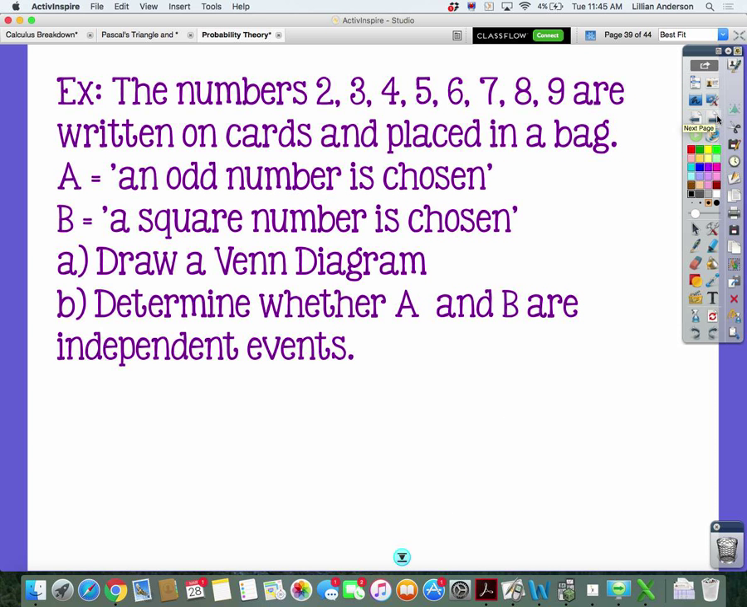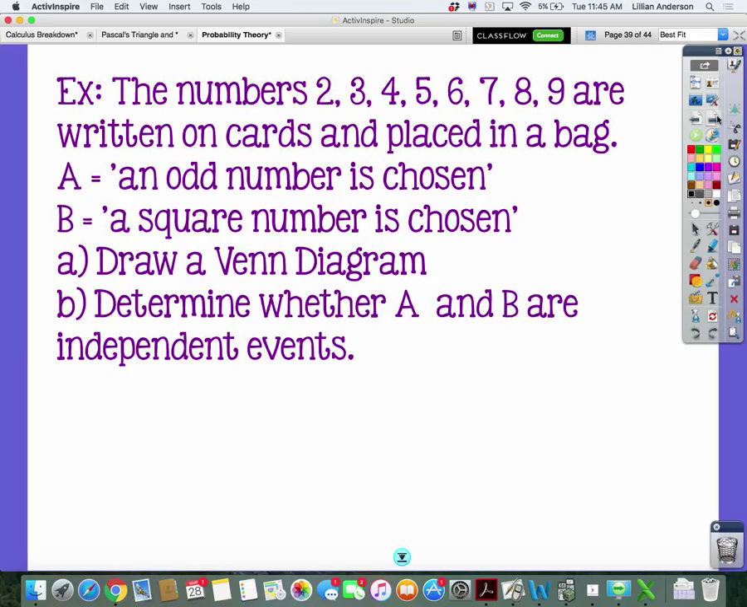All right, here's our example. Back to the bag that has these cards: 2, 3, 4, 5, 6, 7, 8, 9. A is the event an odd number is chosen. B is the event that a square number is chosen. We're going to draw a Venn diagram to represent this, and we're going to determine mathematically whether or not these two events are independent of each other.